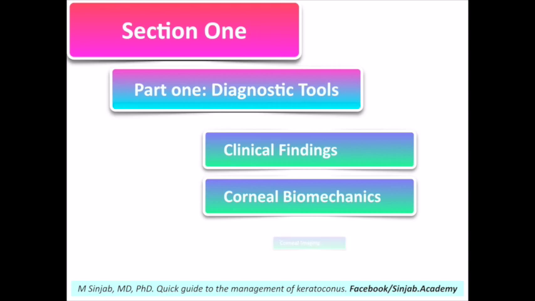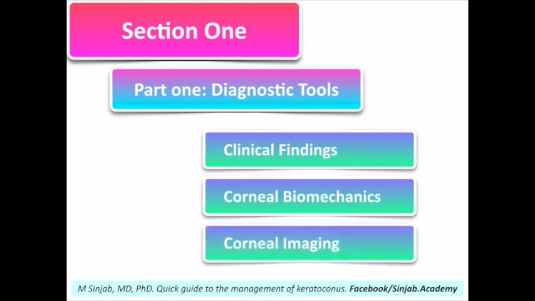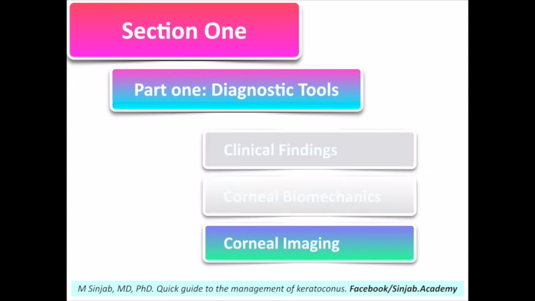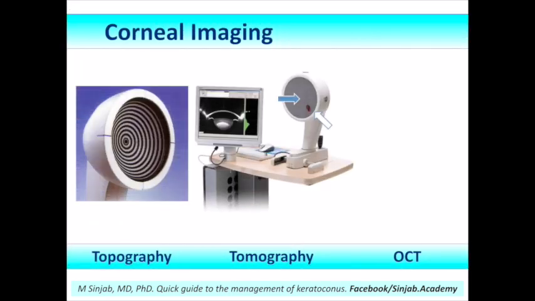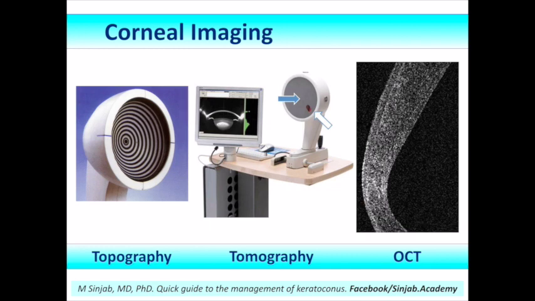Section 1, Part 1, Diagnostic Tools. In the last video, I mentioned and discussed the clinical findings and corneal biomechanics. And in this video, I will talk about corneal imaging. There are three different types of corneal imaging devices.